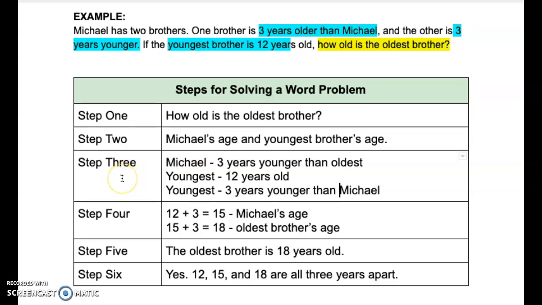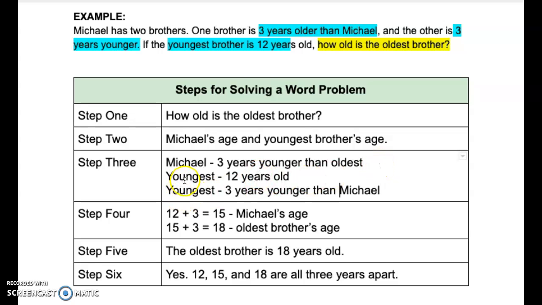Now step 3, I'm going to find the important information, and I already kind of did that for you as I was stepping through step 2. If we look right here, we need to know Michael's and the brother's age if we're going to figure out the oldest brother. So I highlighted the key information in here, and then I wrote it down. So 3 years older than Michael, okay? So Michael is 3 years younger than the oldest brother, because he's right in the middle.